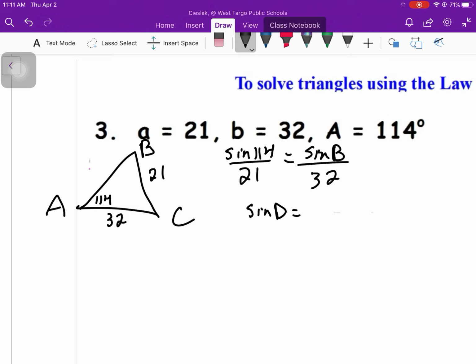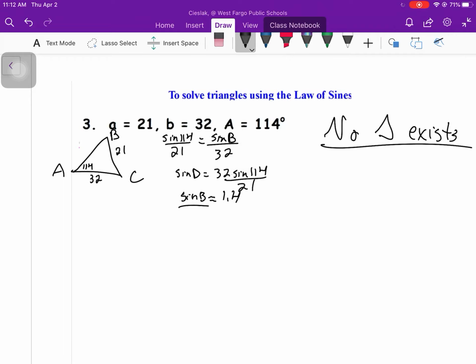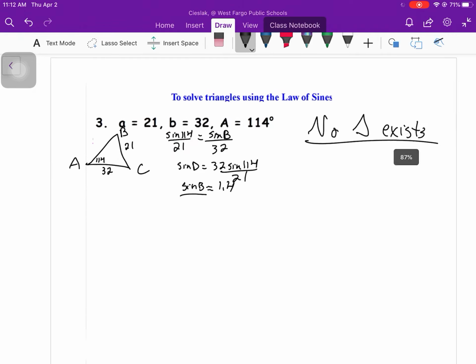This is going to give me the sine of B is equal to 32 sine 114 over 21, which comes out to be sine of B is approximately 1.4. That's a problem. Can't have an angle where a sine ratio is larger than 1. So this one is no triangle exists. So that one's nice. So far we've seen 2 triangles.